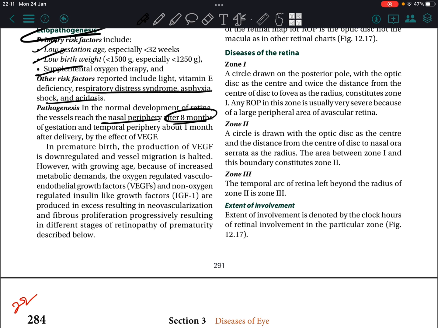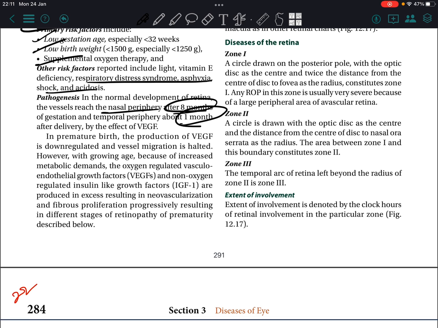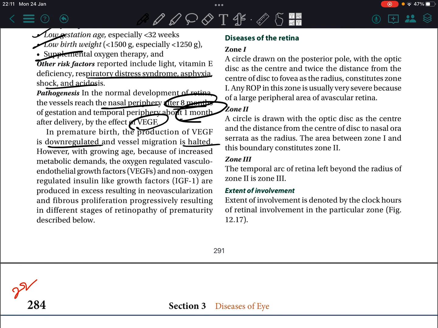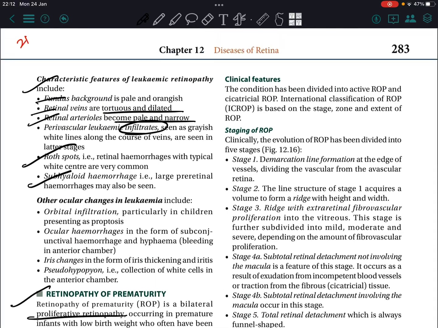Pathogenesis: normal development of the retina. The vessels reach the nasal periphery after 8 months of gestation, and the temporal periphery about 1 month after delivery, by the effect of VEGF. In premature birth, the production of VEGF is down-regulated and vessel migration is halted. Oxygen-regulated vascular endothelial growth factor and non-oxygen-regulated insulin-like growth factor are produced in excess, resulting in neovascularization and fibrous proliferation, progressively resulting in the different stages of retinopathy of prematurity described below.